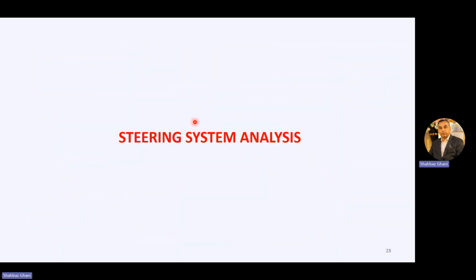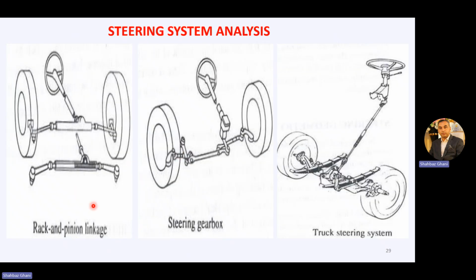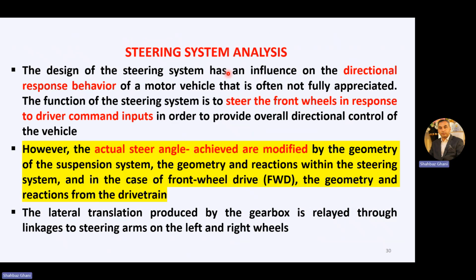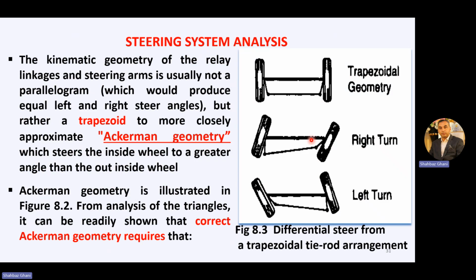Now, in the second part, we have covered the steering system analysis: rack and pinion linkages, steering box, gearbox, and truck steering system. In the steering system analysis, we discussed the directional response behavior and how the front wheel steers in response, how it works. Then we discussed the Ackermann geometry and the trapezoid. Instead of parallelogram, we have trapezoid geometry.